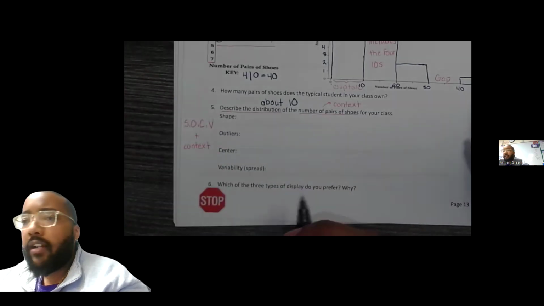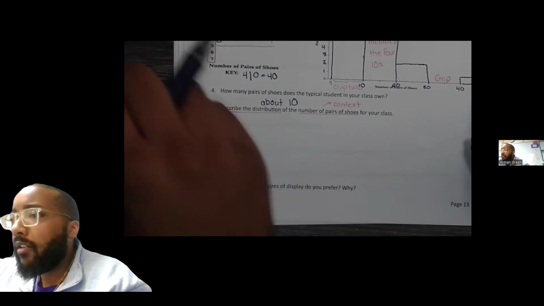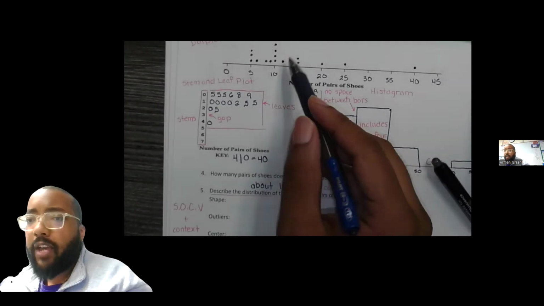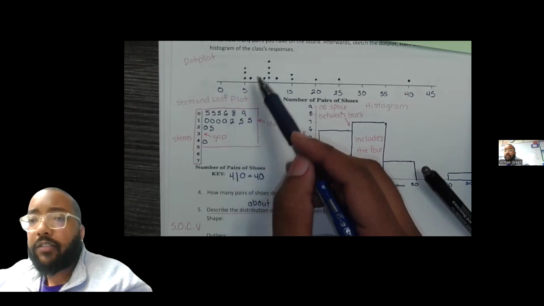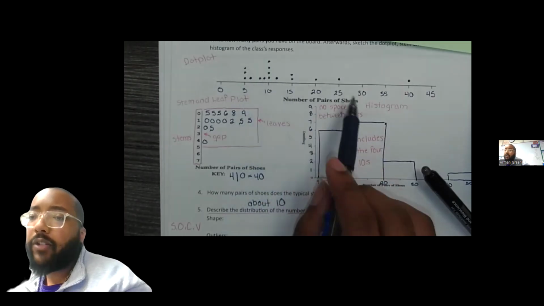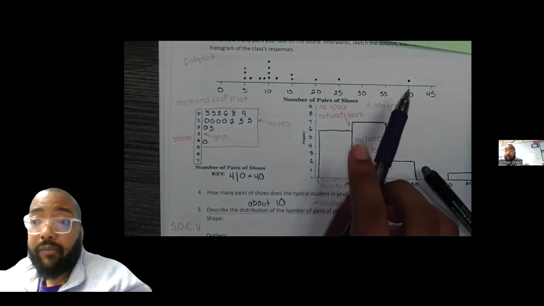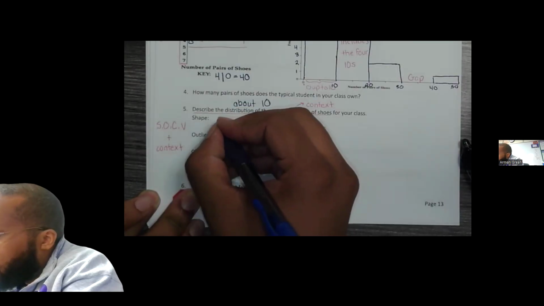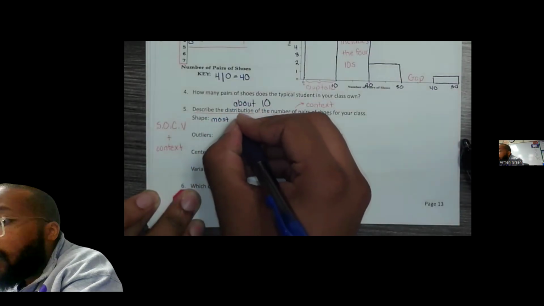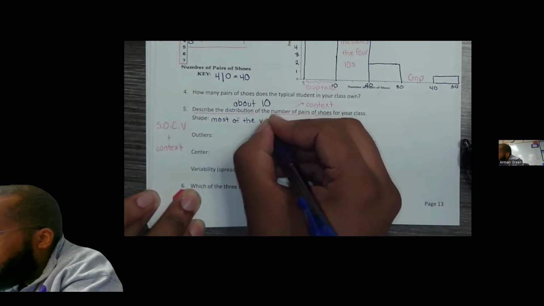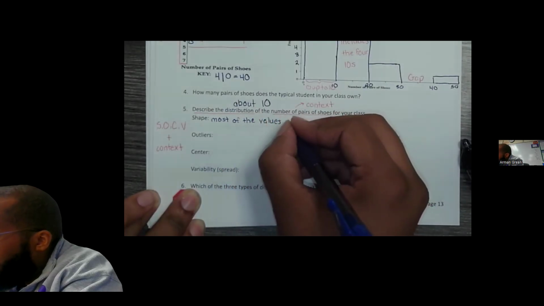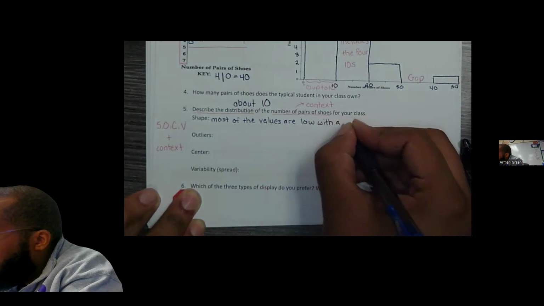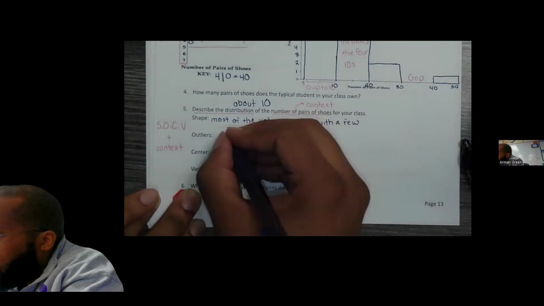First things first. If you look at the graph here, whether it's the histogram or the dot plot, what you might notice is that we have a lot of numbers that are kind of on the low end, and we do have a few numbers that are on the high end, like 40. So we're going to include that as part of our description. We're going to say here, most of the values are low with a few at the high end.